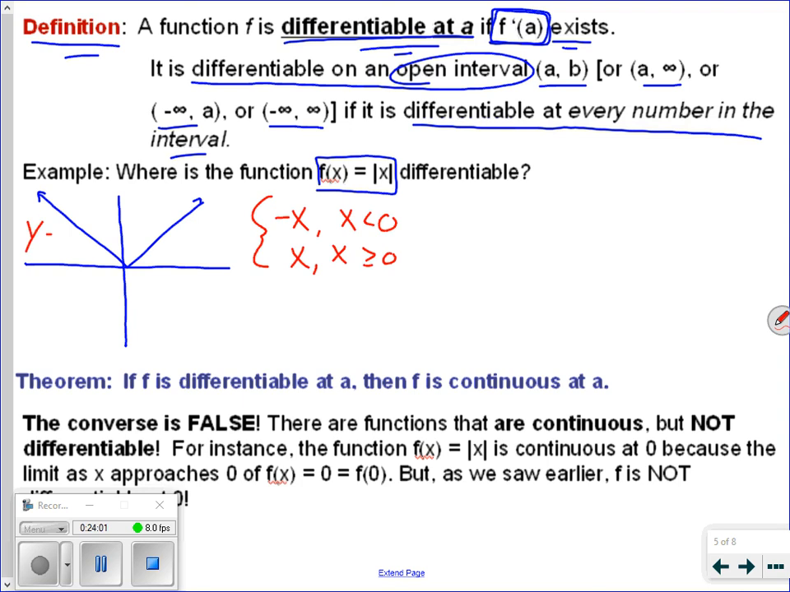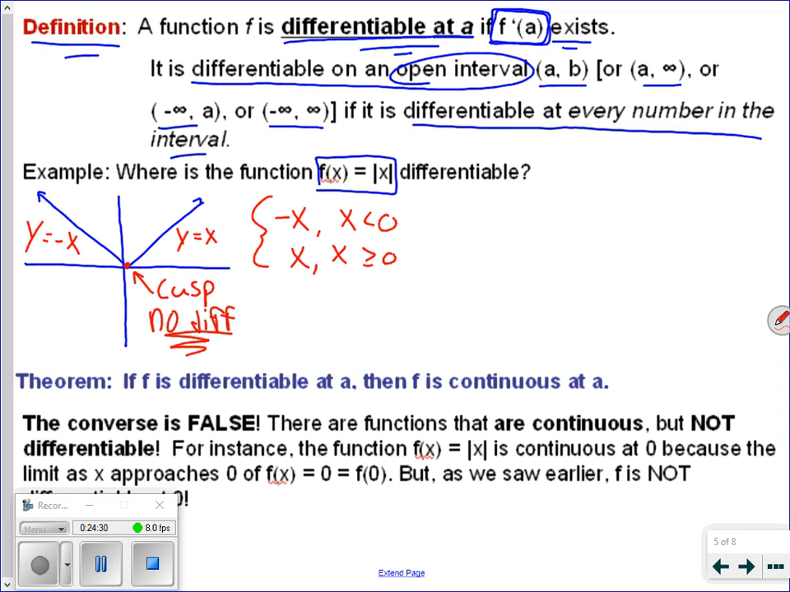So here is y equals negative x. Here is the y equals x portion of it. You can see that right at this corner, we have an abrupt change in direction. So we have this little cusp looking thing. At this point, it is non-differentiable. But everywhere else it is differentiable.